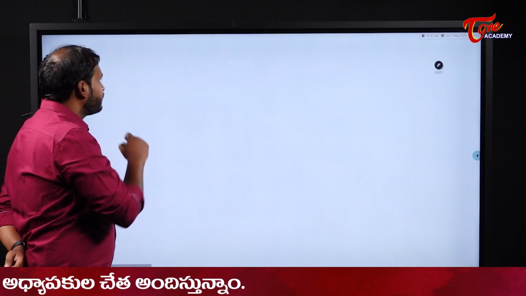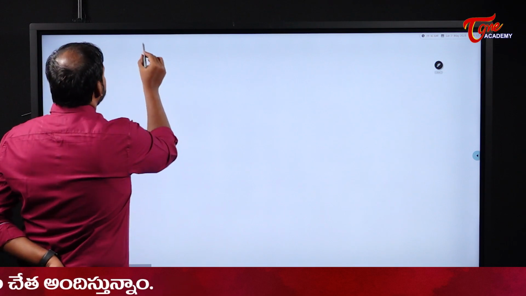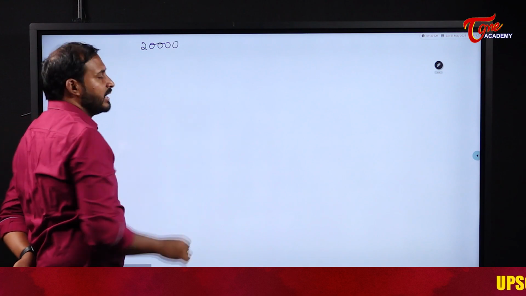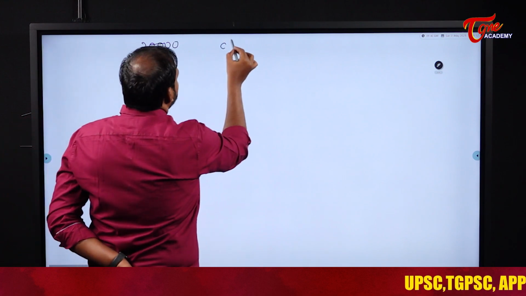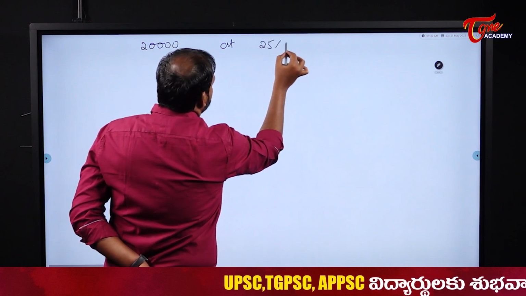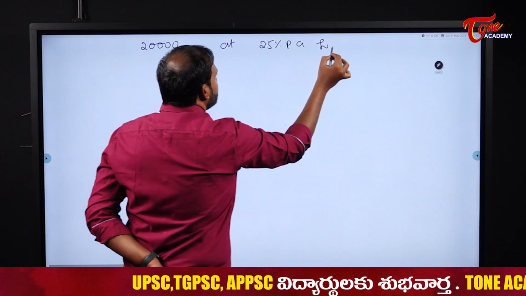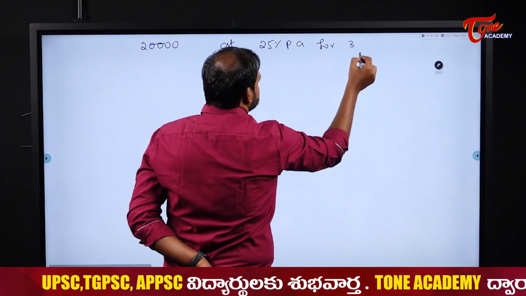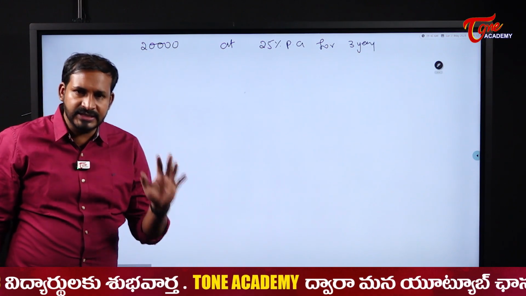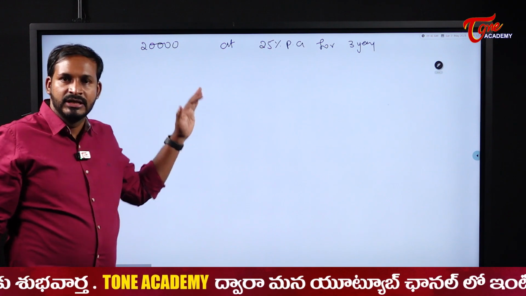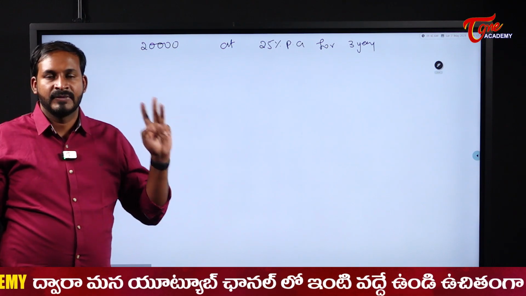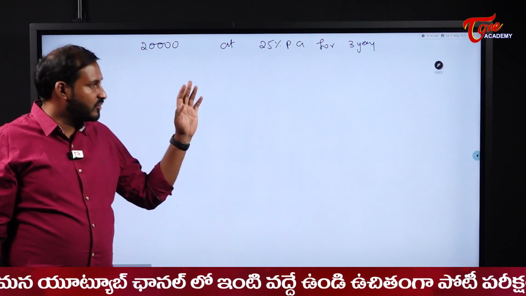For example, a person has taken some 20,000 as a loan, at let us assume 25% per annum rate of interest for 3 years. What is the compound interest? Now, students, please observe carefully. This is very important. Why? Because now we are going to find this answer in 3 different ways. Okay, so we will try to find it.